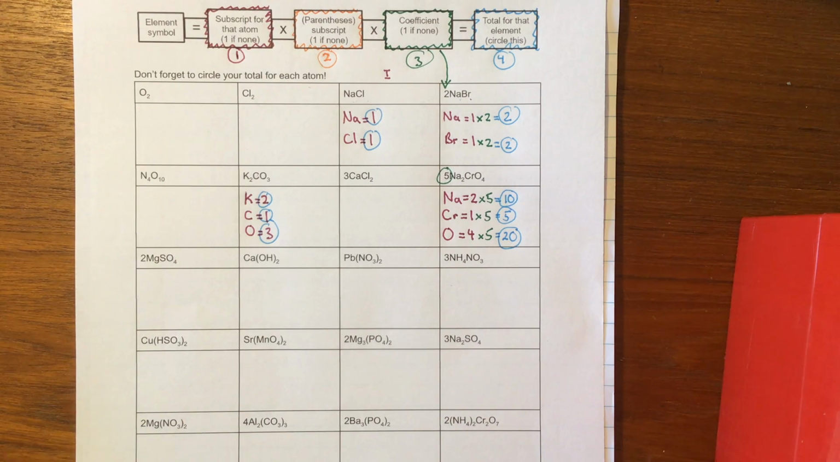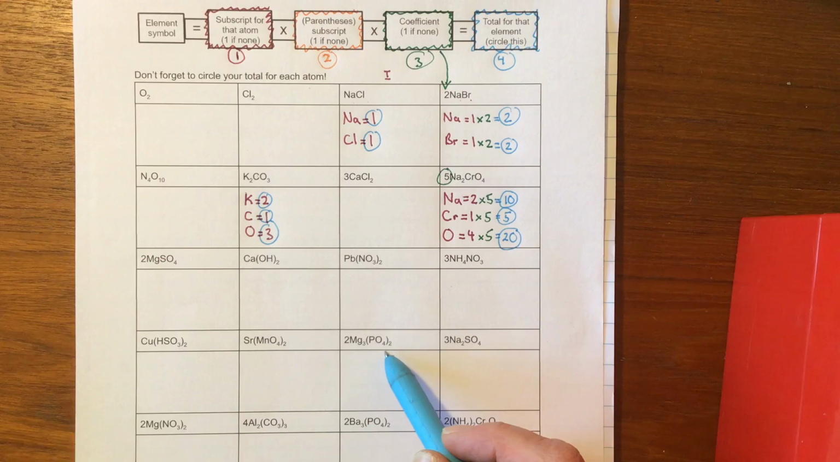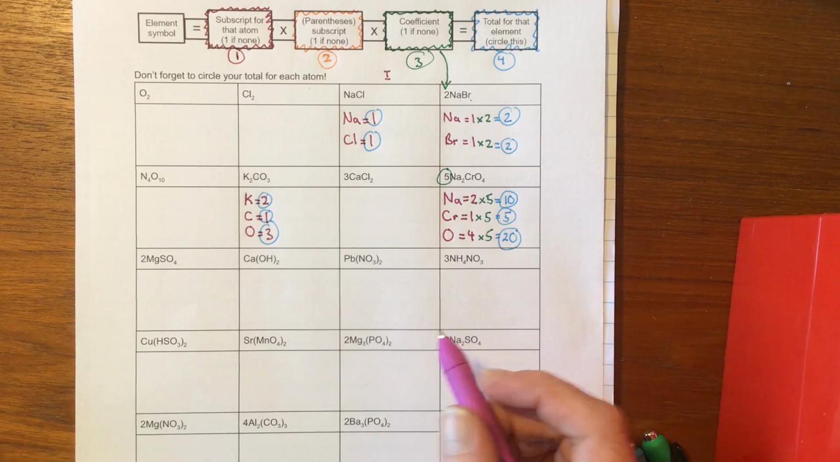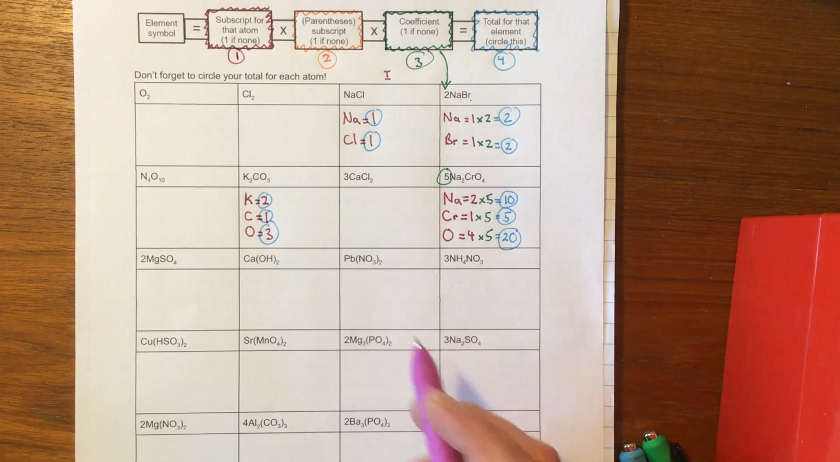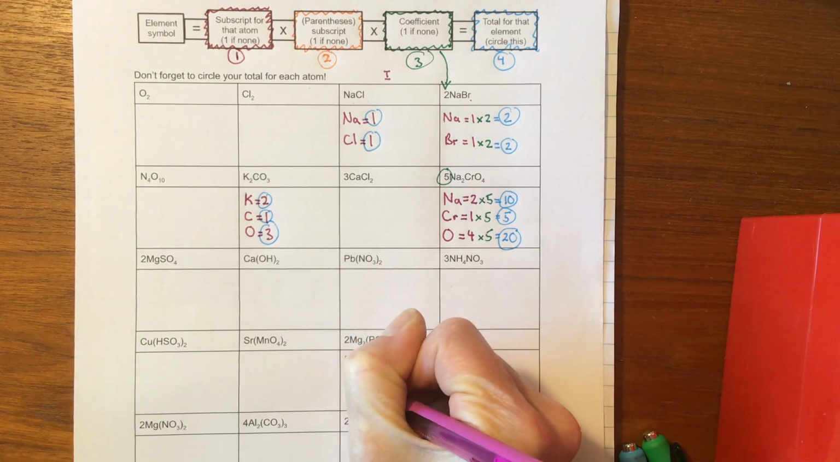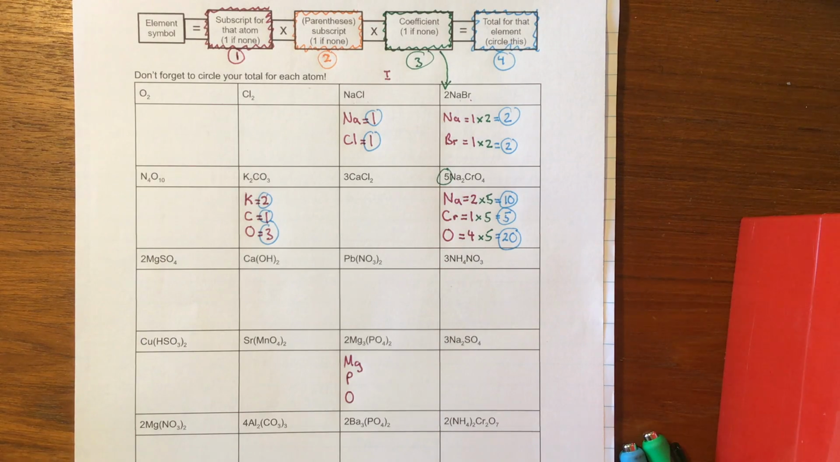Okay, moving on to magnesium phosphate right here. That's the next one we're going to do because it's going to be the first one we try with everything in it. It's got parentheses too. So let's see how that would work. What are we going to add in now? We always start the same. We list the elements. Let's do it. Magnesium, phosphorus, oxygen, just like that.